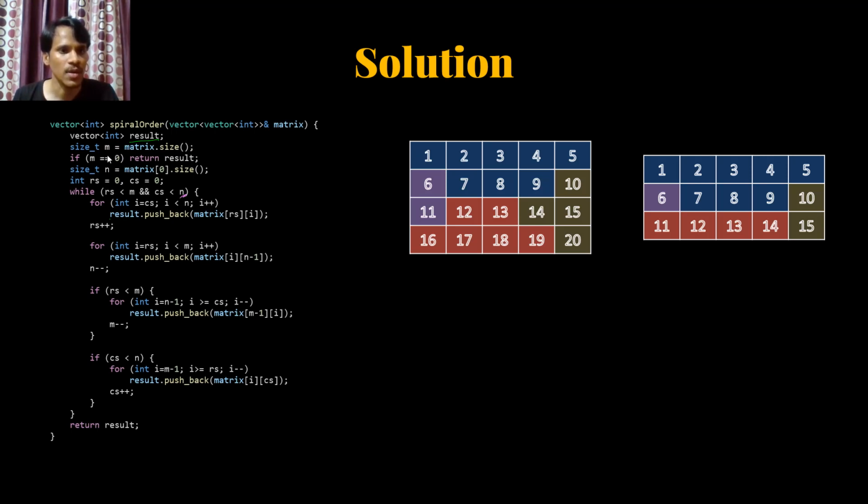So let m be the number of rows. If the number of rows is 0, we have to return an empty vector, nothing to do much. And let n be the number of columns in the matrix.